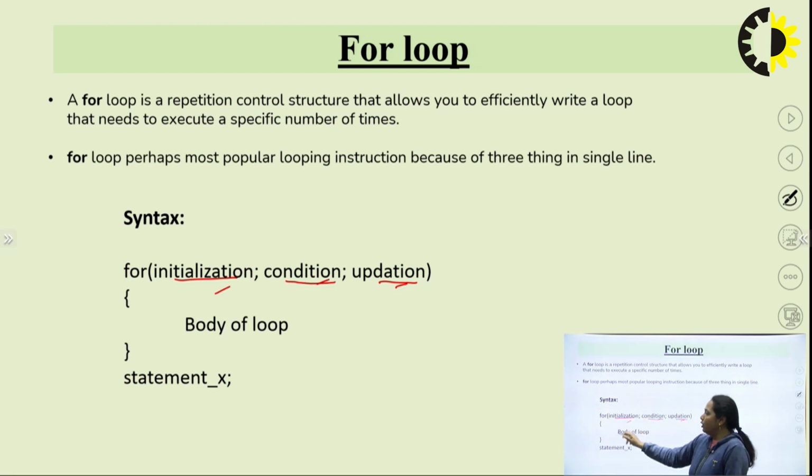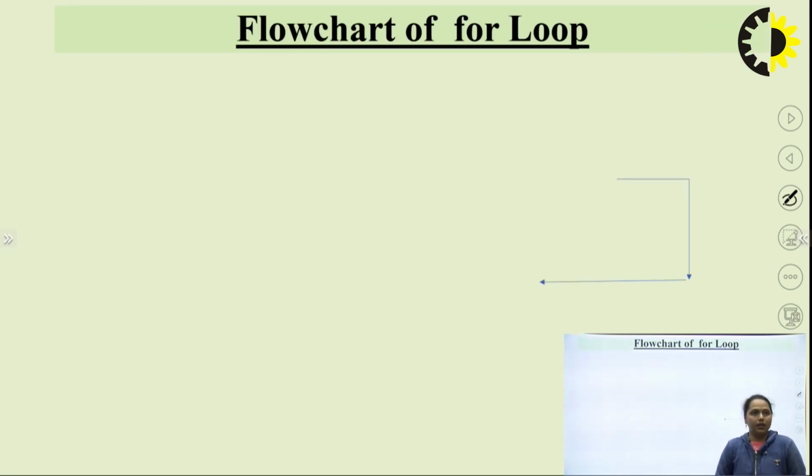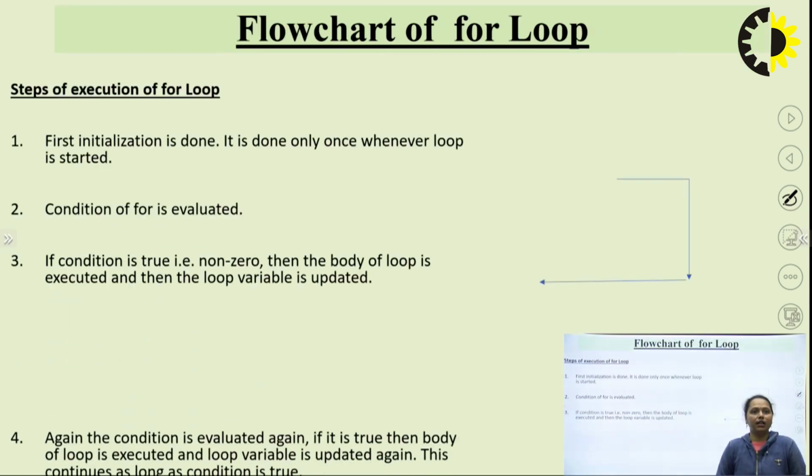Next, within the for loop, within the curly braces, we have the body of the loop. The condition is written here. If this condition is true, the body of the loop will execute till then. And what is the updation? Updation is written here. Let us see it with the flow chart.